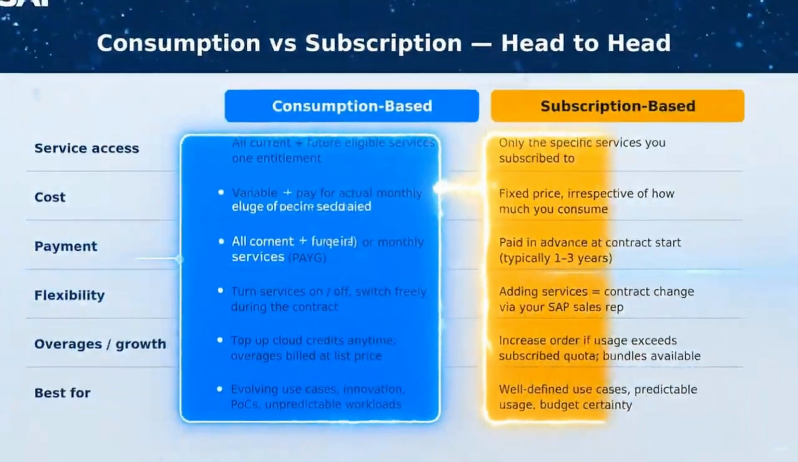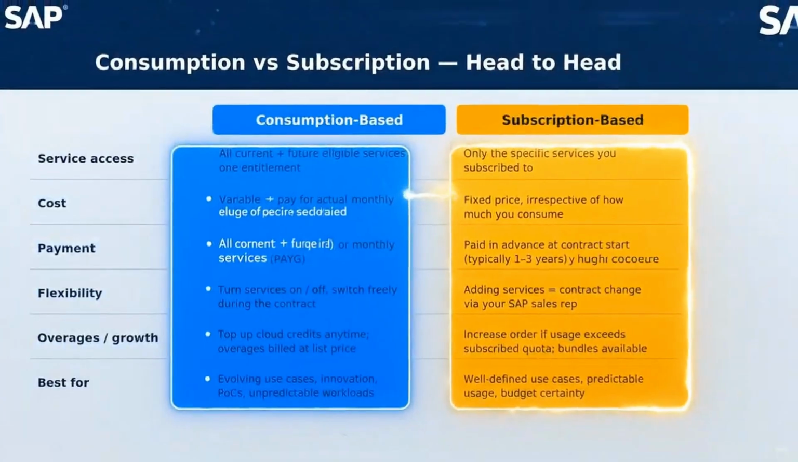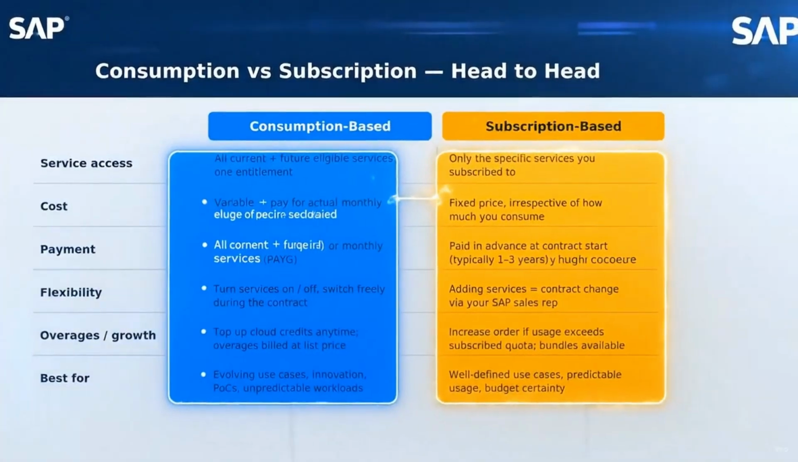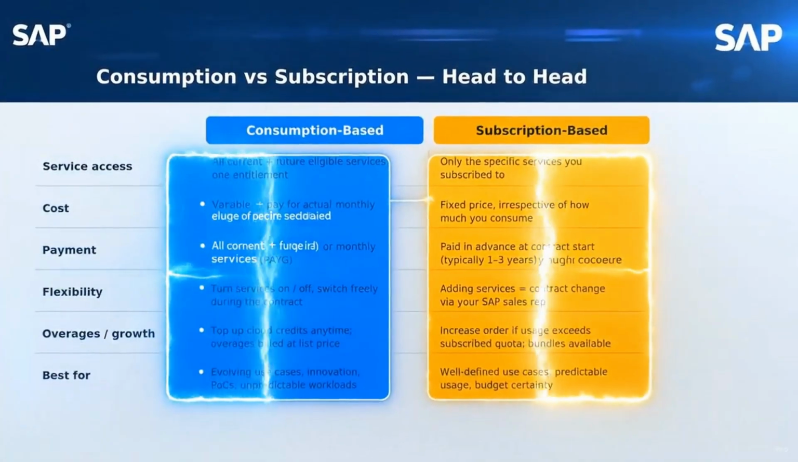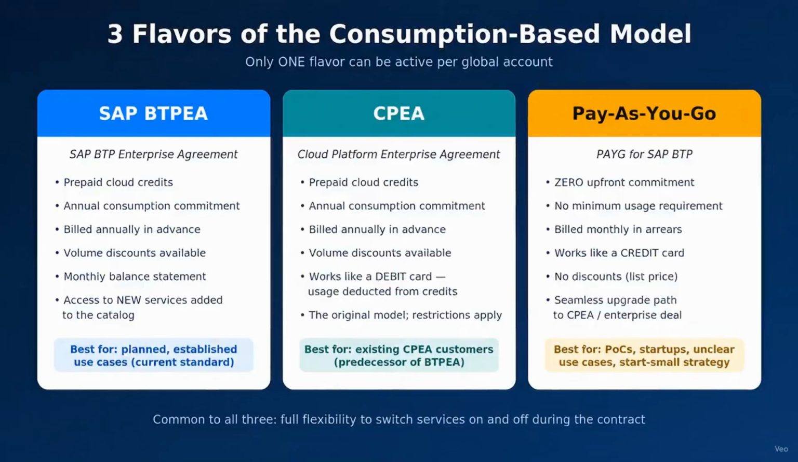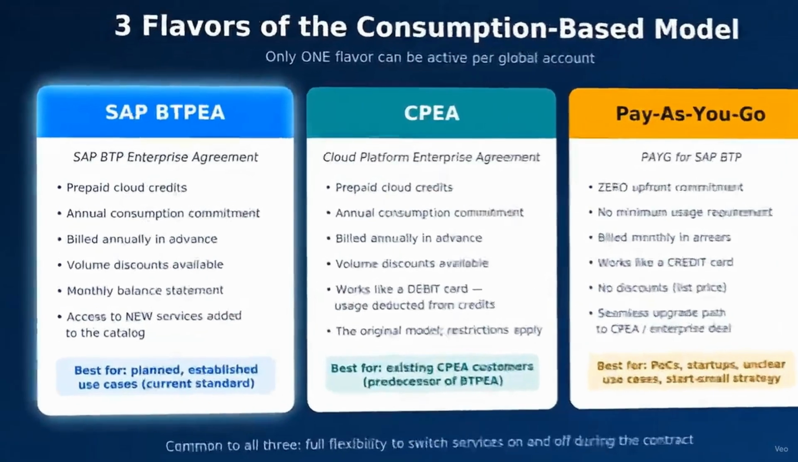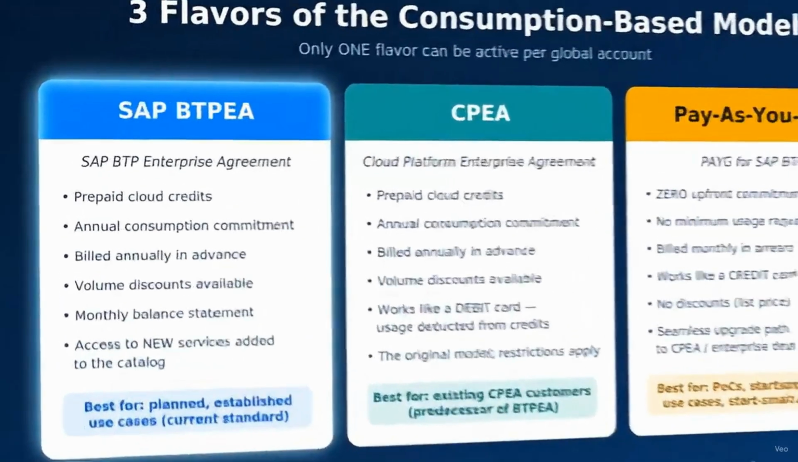Flexibility versus predictability. That's really the trade-off. Consumption wins on flexibility. Subscription wins on budget certainty, and bundles of related services often work out cheaper than subscribing to services individually. So the architect's rule of thumb: well-defined use case with predictable usage. Subscription. Evolving landscape, innovation projects, multiple use cases. Consumption. Now, the part that confuses everyone: the consumption model comes in 3 flavors.